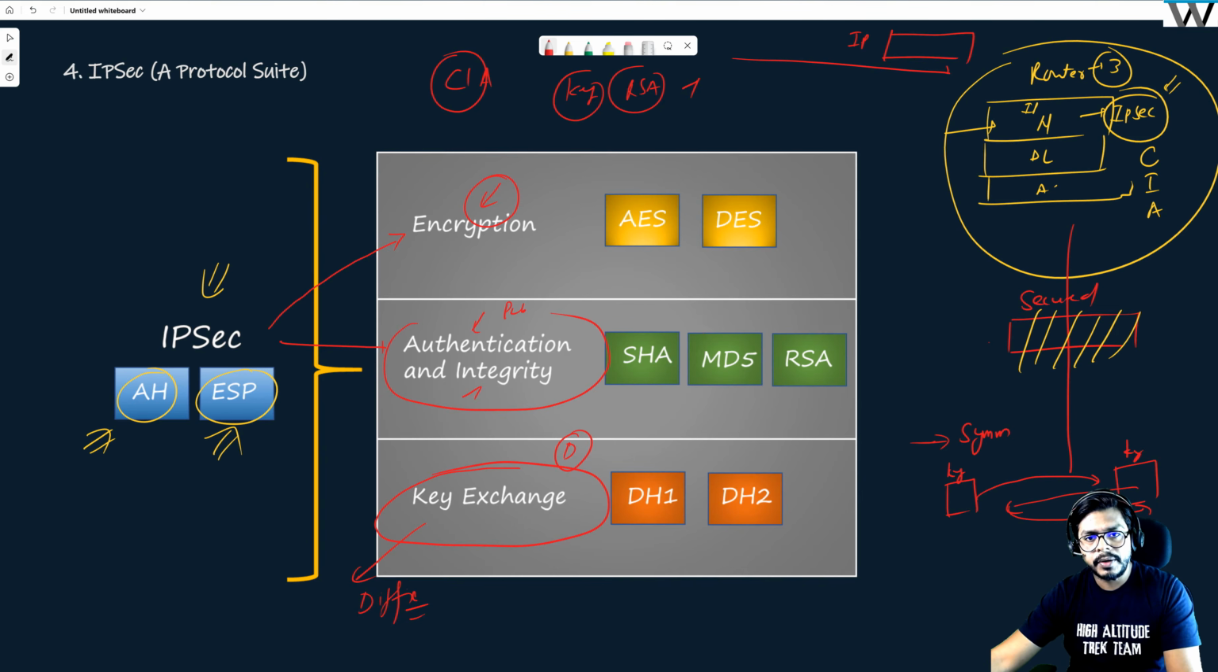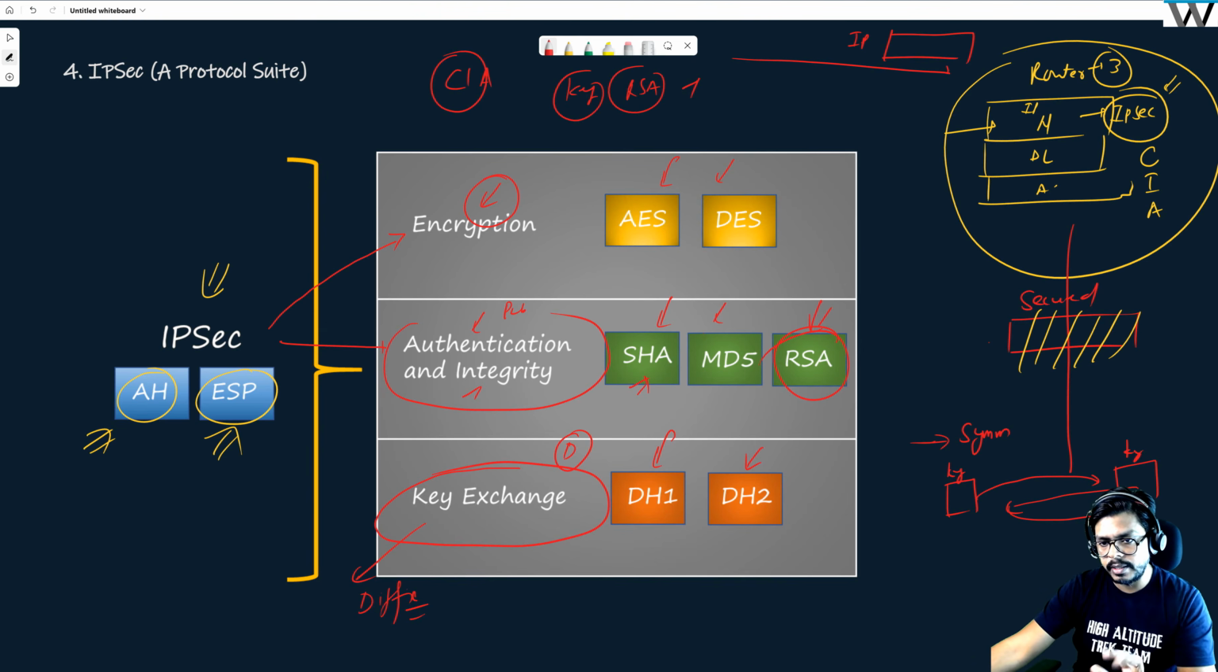In encryption, we are going to use AES or DES. For authentication and integrity, we are going to use RSA, MD5, and for the authentication part, it is RSA. For this, it is SHA. For Diffie-Hellman, we have Diffie-Hellman group number 1, or maybe 2, maybe 5. We will be going to learn about it.